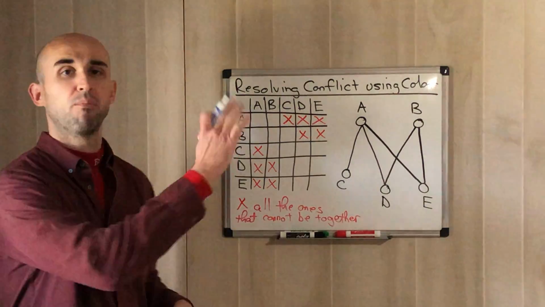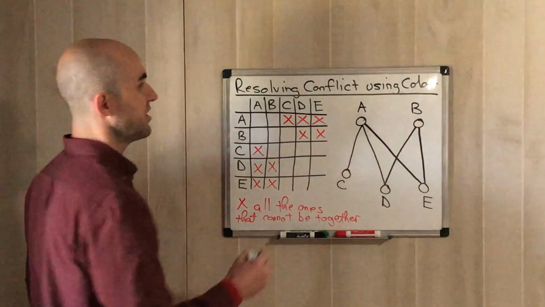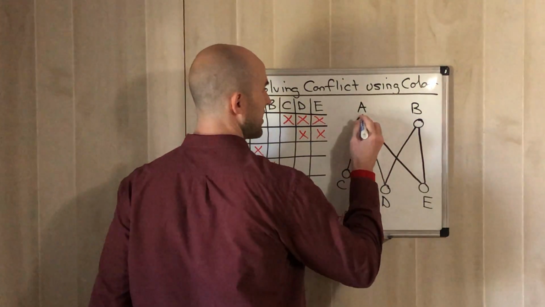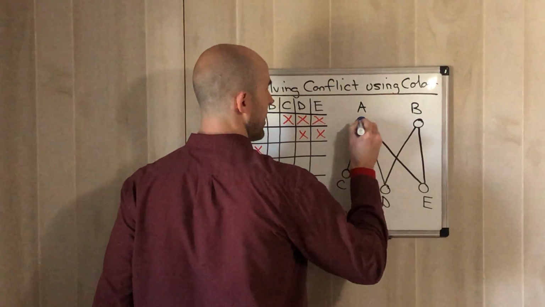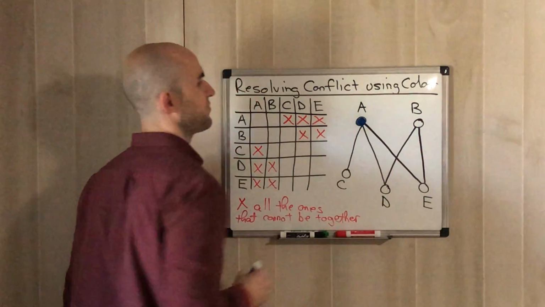And I would say pick a point, right? Because once you have this, the table doesn't even matter anymore. Pick a color, any color. I'm going to go with blue, right? That's the first color I'm picking.